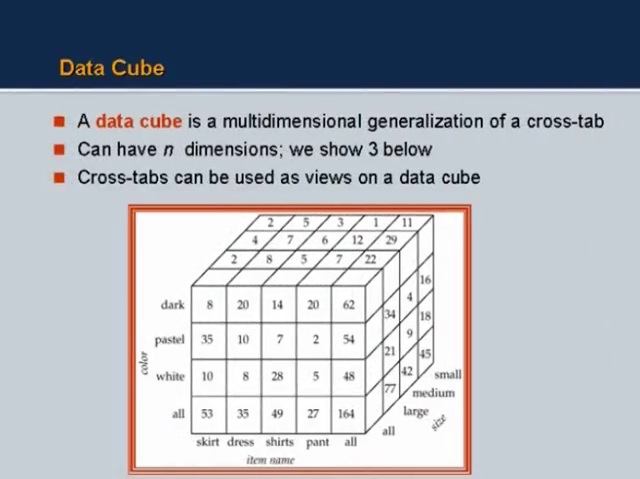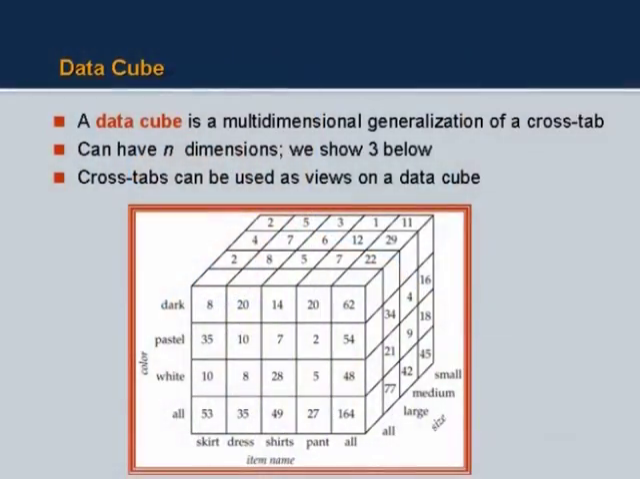A data cube is a multidimensional generalization of a cross-tab. It can have n dimensions in general, but n is very hard to visualize for large n. So we are just going from 2 to 3, but you can picture logically how this can be extended. So for 3 dimensions, what do we have? We have the size, that is the dimension which we had shown earlier. This is size, small, medium, large, and all. Item name, skirt, dress, shirt, pant, and color, dark, pastel, white.